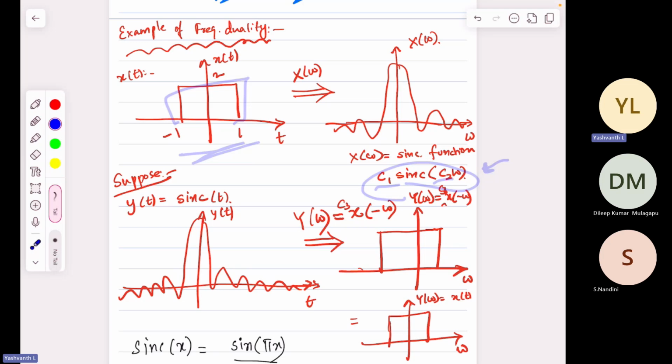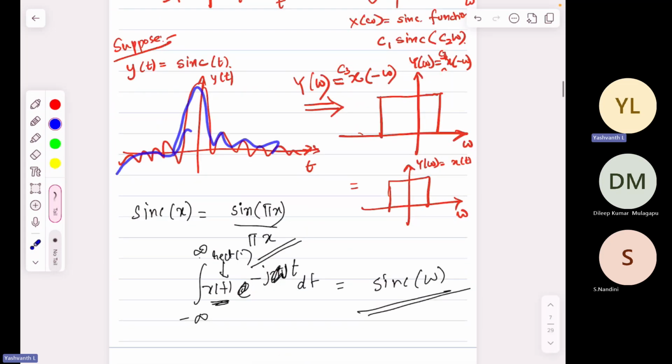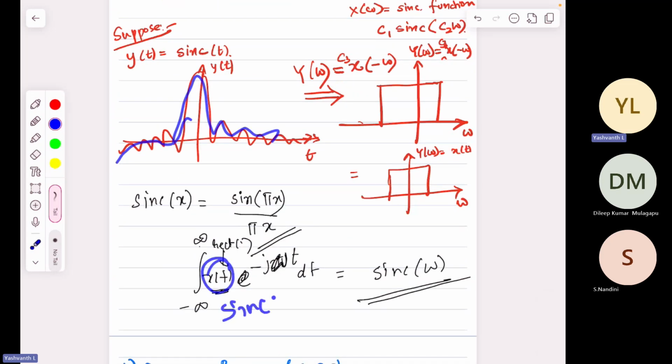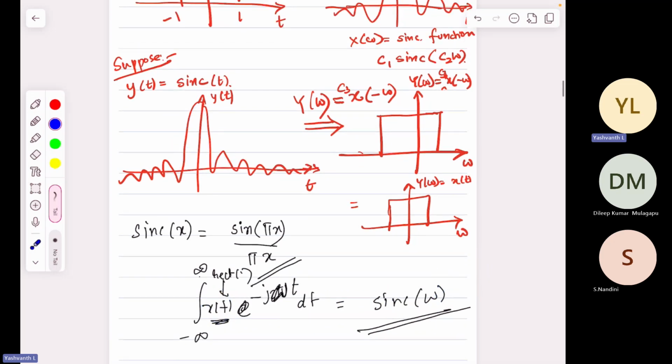So for that small x of t, if I compute the Fourier transform, I'll get capital X of omega, a sinc function. Now suppose my time domain signal itself is a sinc. Let's consider some function y of t equal to sinc of t. Then in the integral you need to put sinc of t, that is sine pi t by pi t, into e power minus j omega t. It's a very complicated integration to perform. You have three functions of time coming together in different complicated ways. It's not an easy function to integrate.